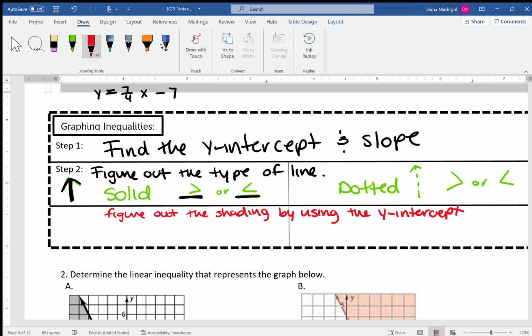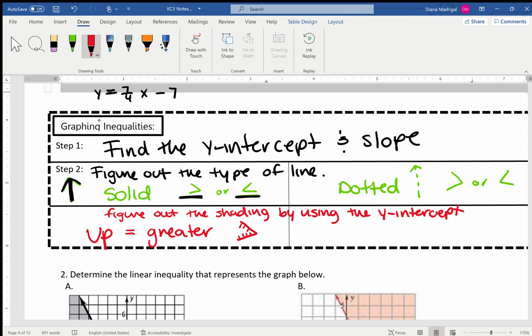Very important. So when you shade up, that means that your signs are greater. Remember, greater means when the sign has a mouth open pointing to the greater side. That's how you know that's greater. So those are your greater signs.